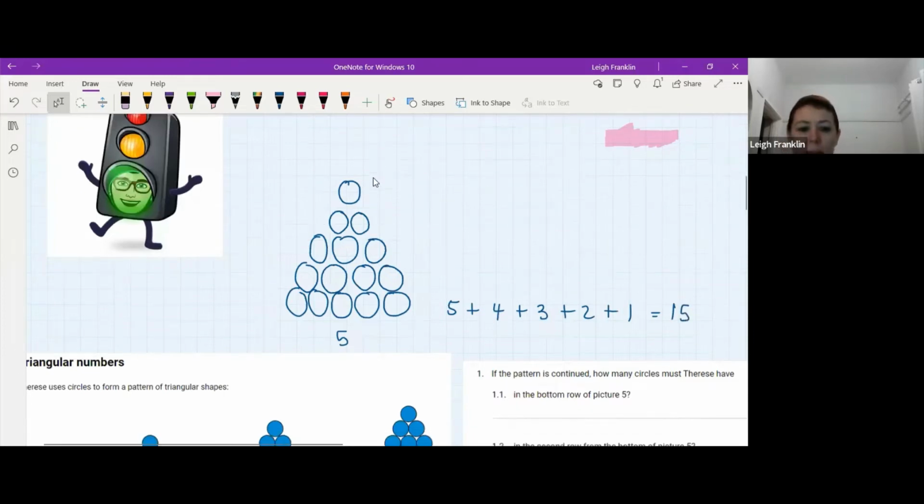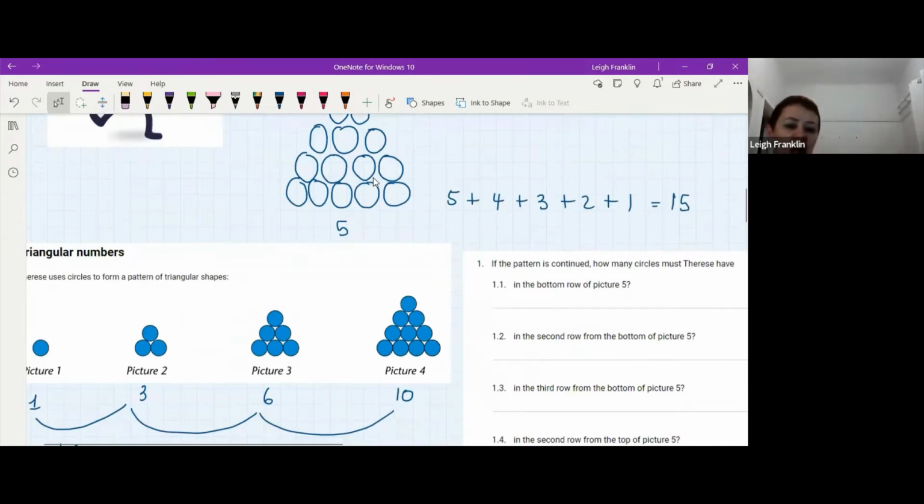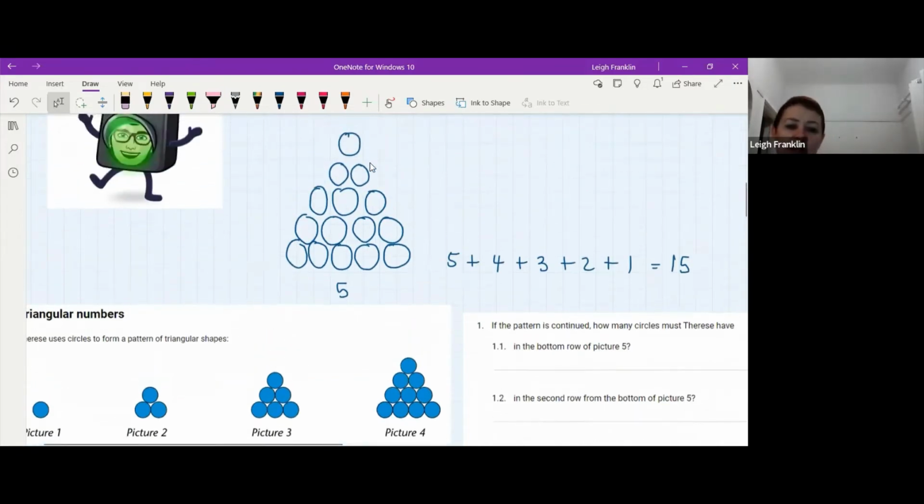15 circles. Absolutely. So can you see whether we say we're going to add one more than we added the previous time, or whether we look at it this way, we're still going to arrive at the same answer, that there would be 15 circles, 4 in the bottom row and only 1 circle in the very, very top row.